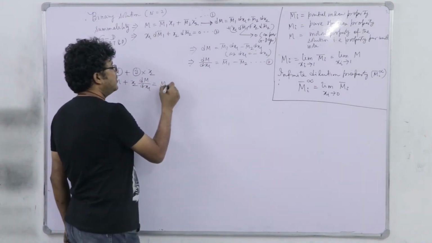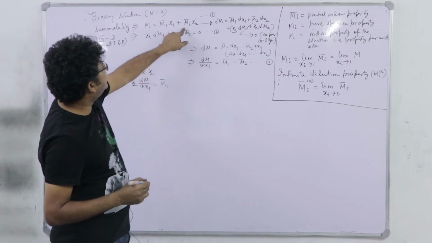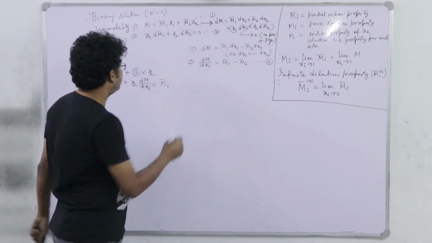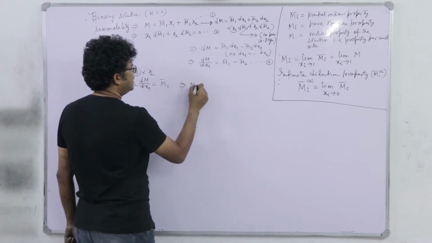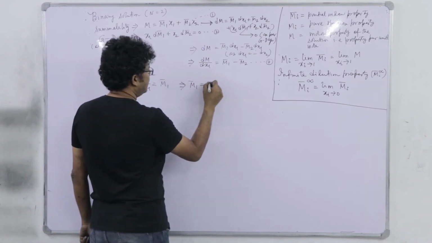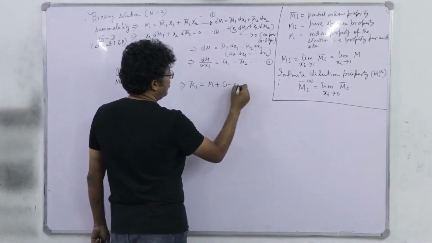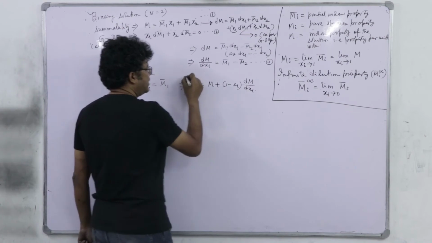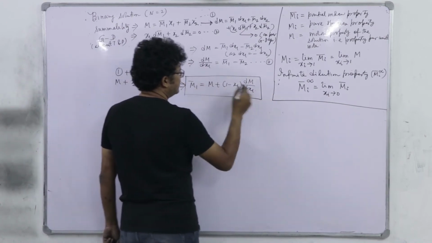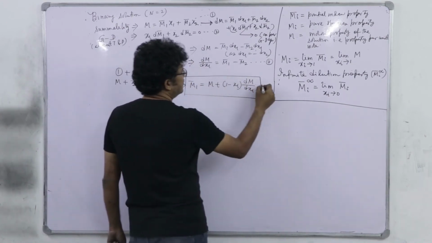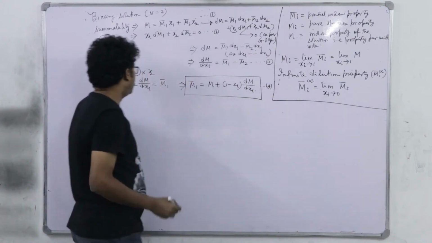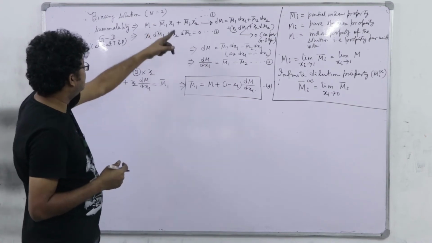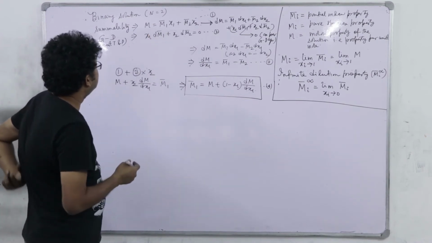So, if we add, that will be m1 bar, and here m2 bar x2, and here minus m2 bar x2, so that will cancel out. So, from here we can write that m1 bar is equal to m plus (1 minus x1) dm/dx1. We have to write it explicitly as a function of x1. So, this is equation 4.